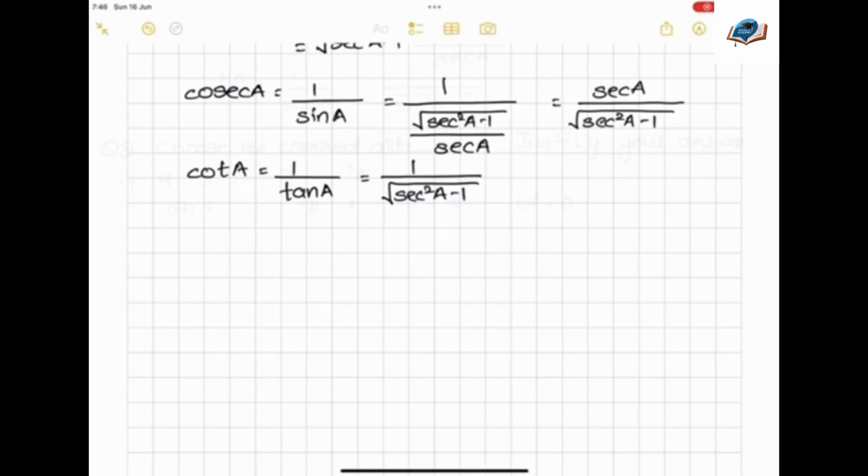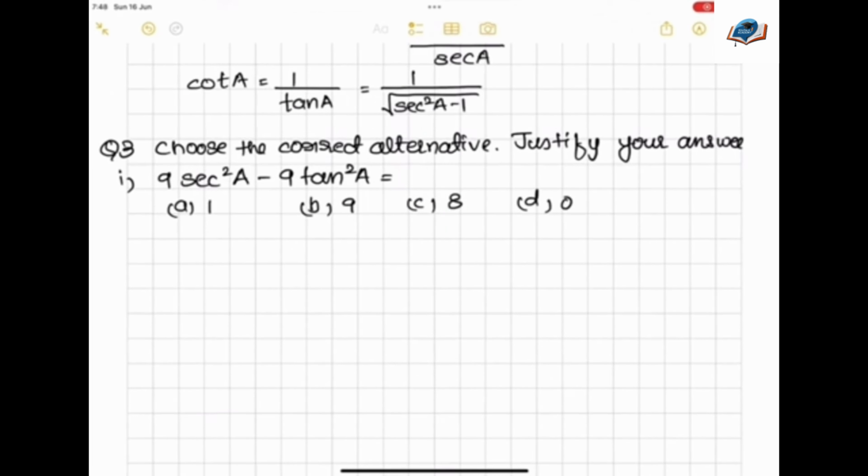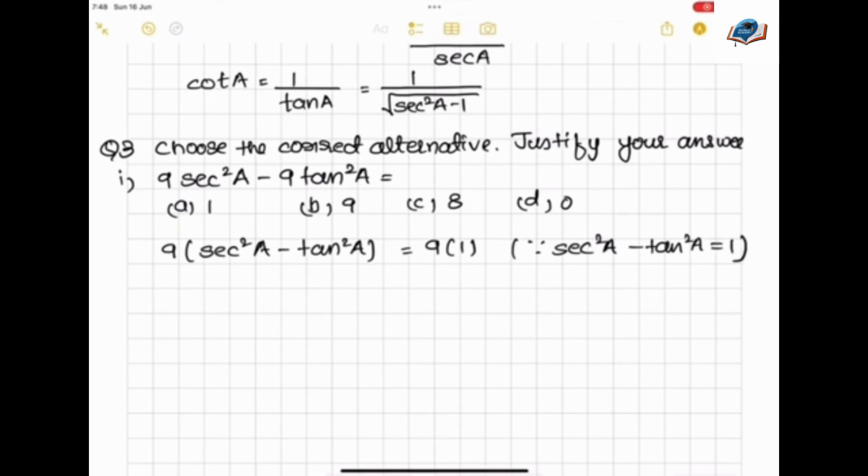Now question 3 says choose the correct alternative. Justify your answer. 9 sec square A minus 9 tan square A equal to. So first I am taking 9 common from both. So 9 into 1. So answer will be my 9, because sec square A minus tan square A equal to 1. So the answer is 9. So option B is right.